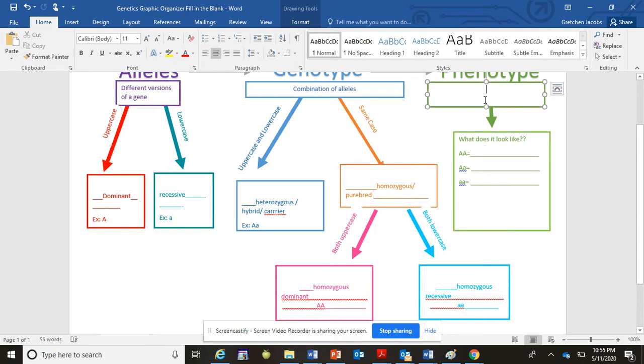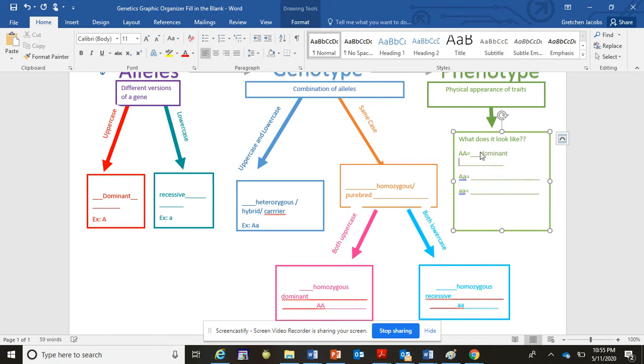So the phenotype is the physical appearance of traits, is probably a better way to put it. So what does it look like? So if you have two capital letters, anytime you have a capital letter, you're automatically going to express it. So if you have two capital letters, then it's going to look like the dominant trait. If you have an uppercase and a lowercase, well, this one right here is going to overshadow the recessive trait. So it's going to look like the dominant trait.